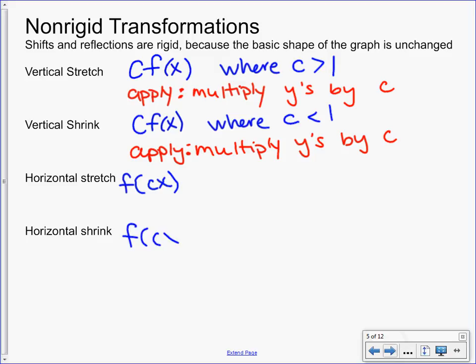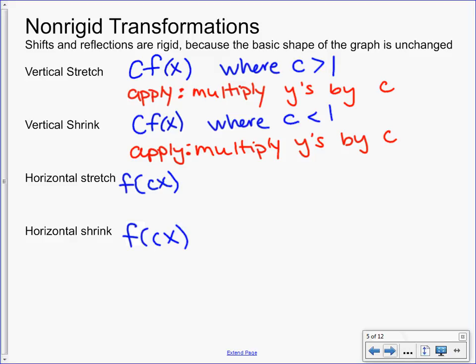So for a stretch or shrink, we're going to multiply C on the inside, okay? Here's where you need to be careful. If we are stretching our function vertically, what's happening horizontally? Small. Okay, horizontally we're getting smaller. So if we're stretching vertically, then horizontally we are shrinking.